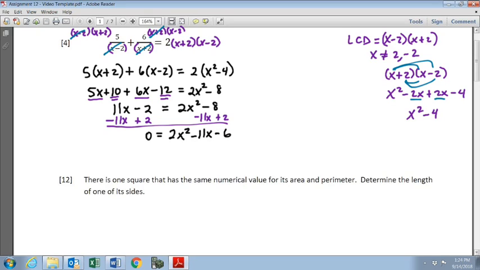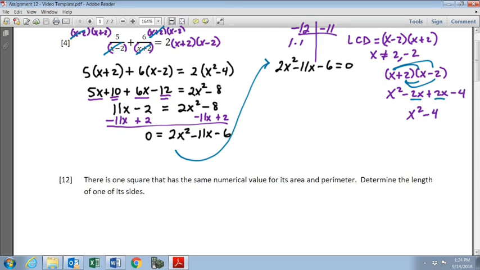So this is a trinomial. And so we're going to use the AC method. We're going to try to factor this. So a times c, we're going to get negative 12 for that. Of course, our b term is negative 11. So as you look for two numbers that multiply to negative 12 and add up to negative 11, you're going to end up with 1 and negative 12. Notice 1 times negative 12 is negative 12, and 1 plus negative 12 gives you negative 11.